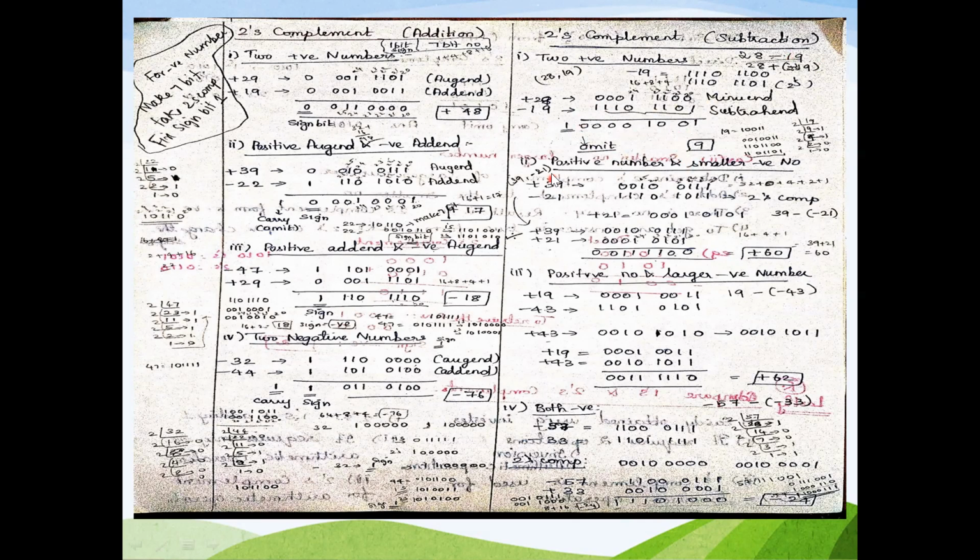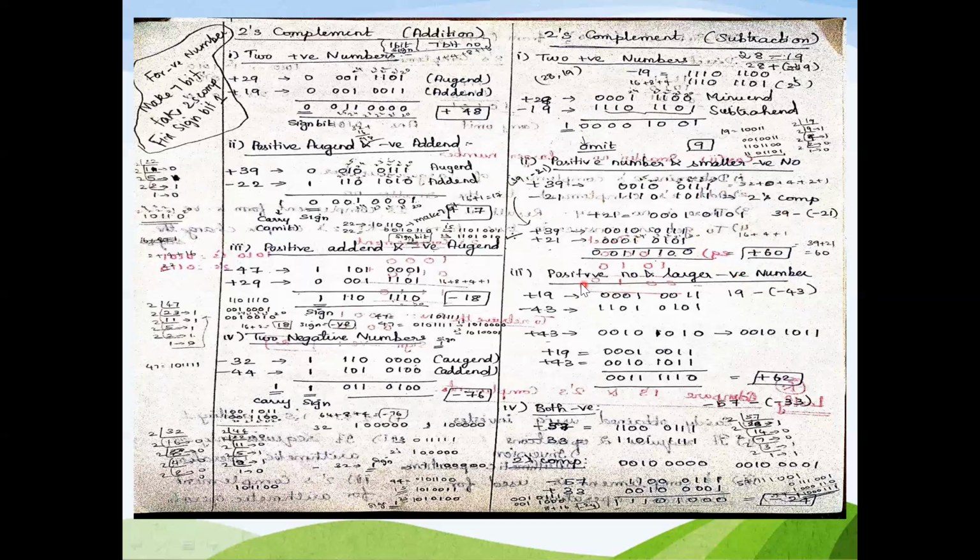The second case is a positive number minus a smaller negative number. So here, plus 39 minus 21. For plus 39, with the usual procedure, we keep the sign bit as 0. For minus 21, the same: I want to convert 21 and make it 7 bits, take the 2's complement, and fix the sign bit. So plus 39 minus 21 can be written as 39 minus of minus 21, which is plus 21. So you add and you get the resultant value of 60.